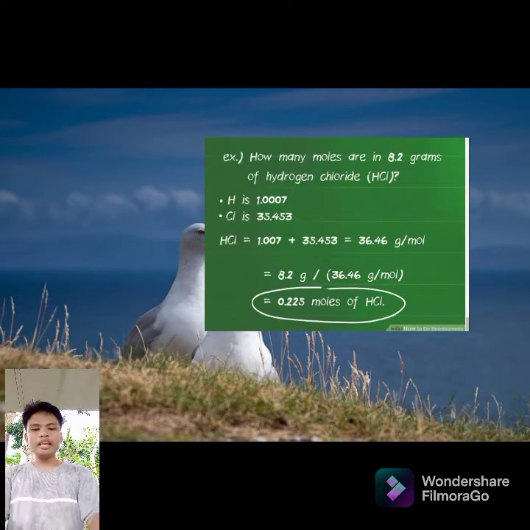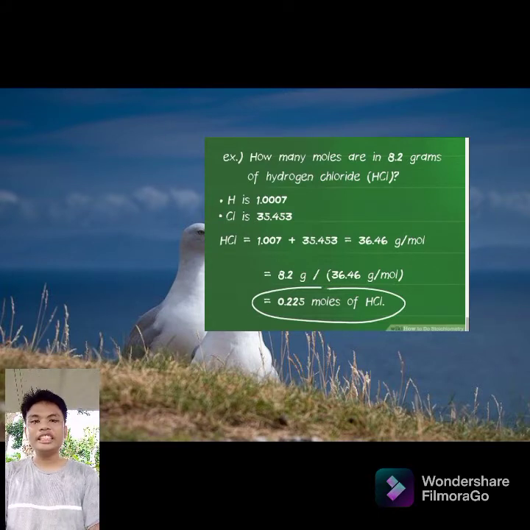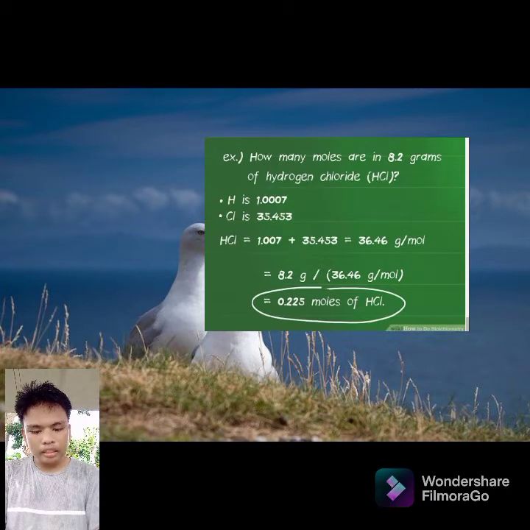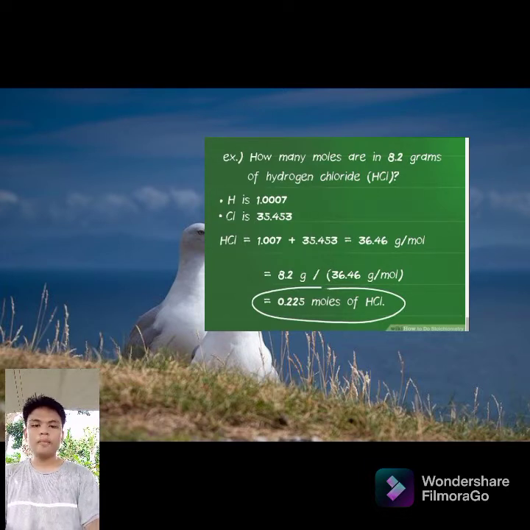For example, how many moles are in 8.2 grams of hydrogen chloride? The atomic mass of hydrogen is 1.007 and chlorine is 35.452, making the molar mass of the compound 1.007 plus 35.450 equals 36.46 grams per mole. Dividing the number of grams of the substance by the molar mass: 8.2 grams divided by 36.46 grams per mole equals 0.225 moles of hydrogen chloride.